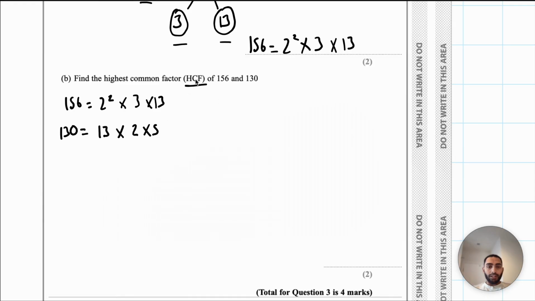And if we're looking for the highest common factor, we're looking for the lowest power of all of the common factors. So 2, the lowest power of the 2's is just 2. From the 3's, there's nothing common there, and there's a 13 that's common. So it'd be 2 times 13, and there's nothing common with that 5. So whenever you're doing a highest common factor, just look for the lowest power of all of the common factors, and 2 times 13 would be 26.